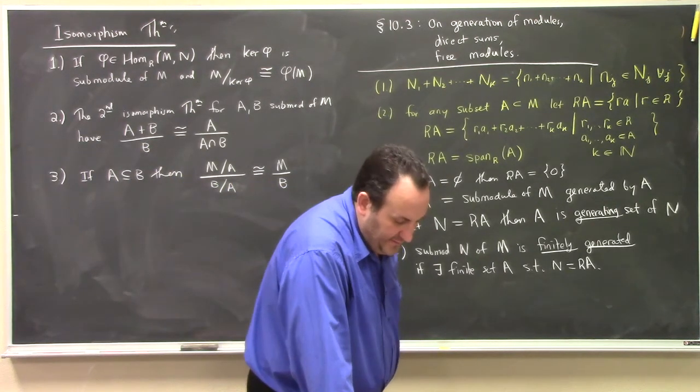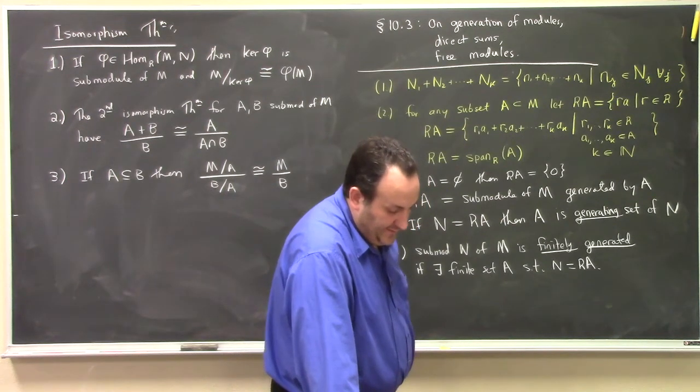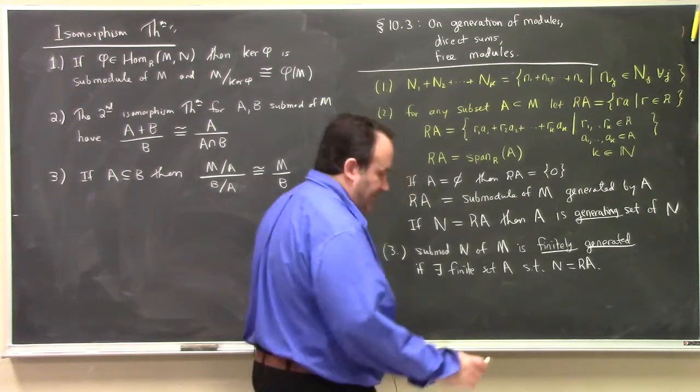Four, a submodule of M is called cyclic if there exists an element A of M such that N is equal to RA.